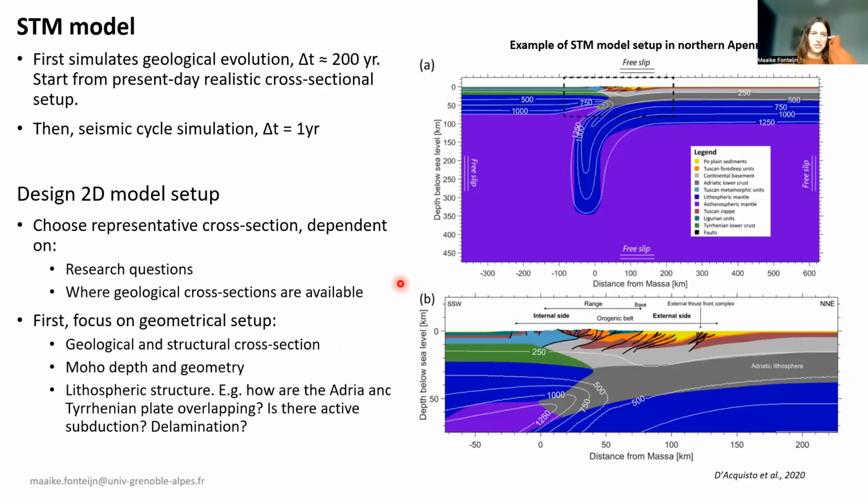So the STM model will first simulate the geological evolution for a few thousand years with time steps of roughly 200 years. And then the seismic cycle will be simulated with a minimum time step of 1 year. And the model will start from a geological cross-section. Here on the right, you can see an example of a similar model, but then in the northern Apennines. For now, I'm first focusing on the geometrical setup.